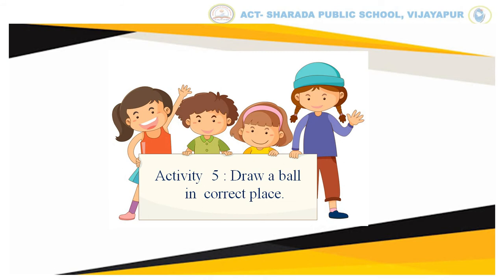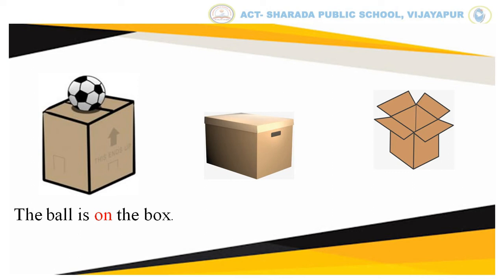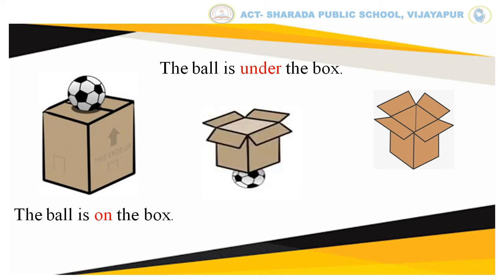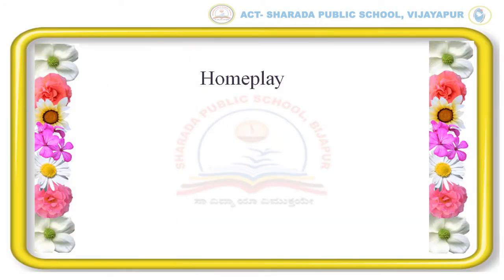Activity 5. Draw a ball in correct place. The ball is on the box. Children, you have to draw the ball like this. The ball is on the box. The ball is under the box. You have to draw ball like this. The ball is in the box. Now you have to draw the ball like this. The ball is in the box.